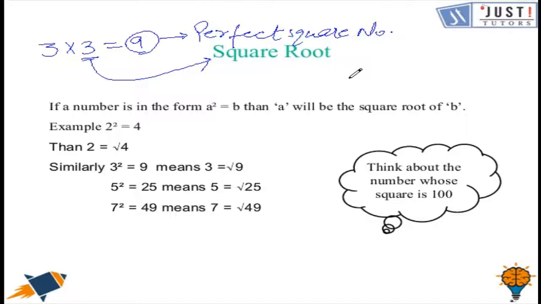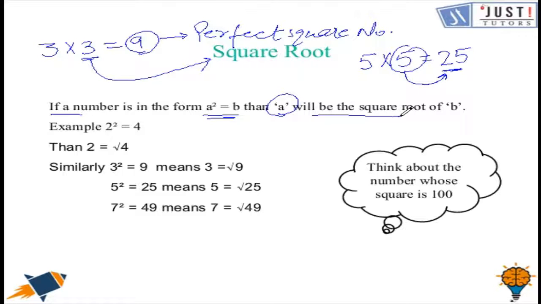Taking another example, let's say the number is 5. Again, by the definition, multiplying the number by itself gives a perfect square number, and the number we multiplied is the square root of that number. So 5 is the square root of 25. In general, if a square equals b, then a is the square root of b. A square means a times a. So this can also be written as 3 square is 9.